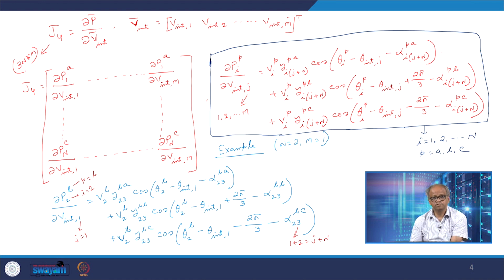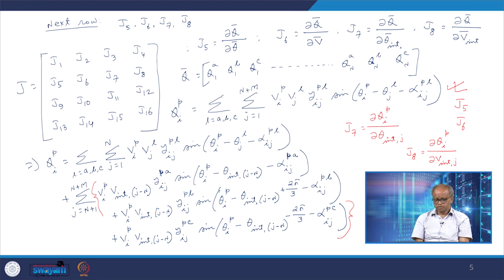as usual. Similarly, it will be VIP Yij plus NPB, then this cosine would be replaced by sine theta ip minus theta internal j plus 2 pi by 3 minus alpha ij plus NPB, and then it will be VIP Yij plus NPC, cosine would be replaced by sine theta ip minus theta internal j minus 2 pi by 3 minus alpha ij plus NPC. So, that is how it would be done, right.